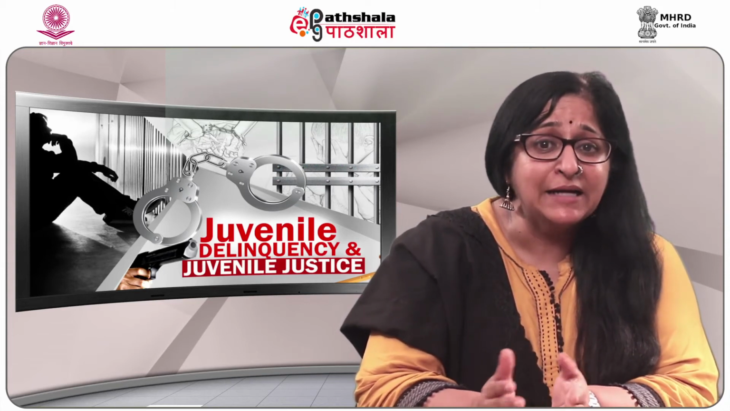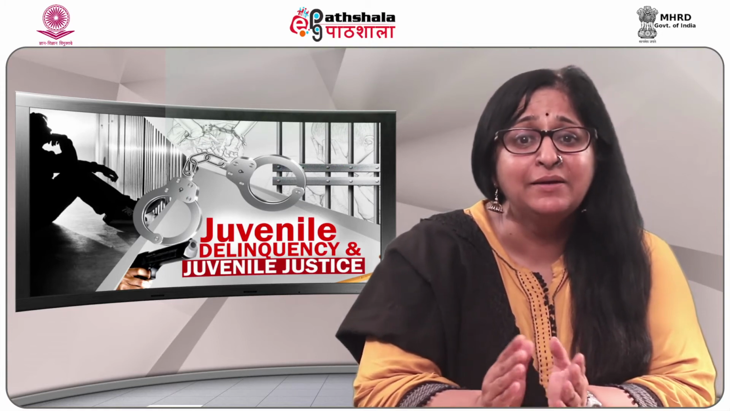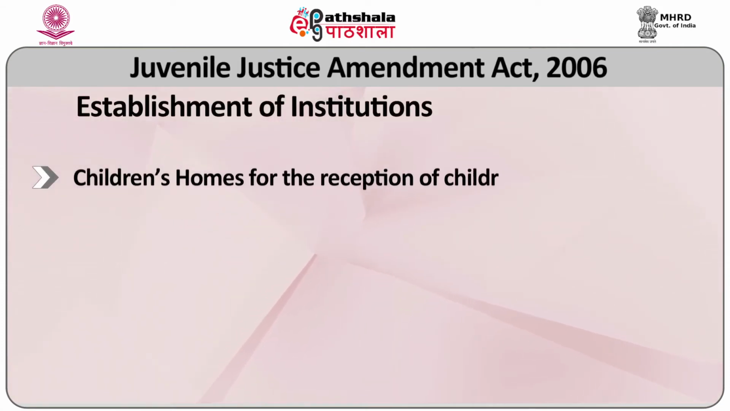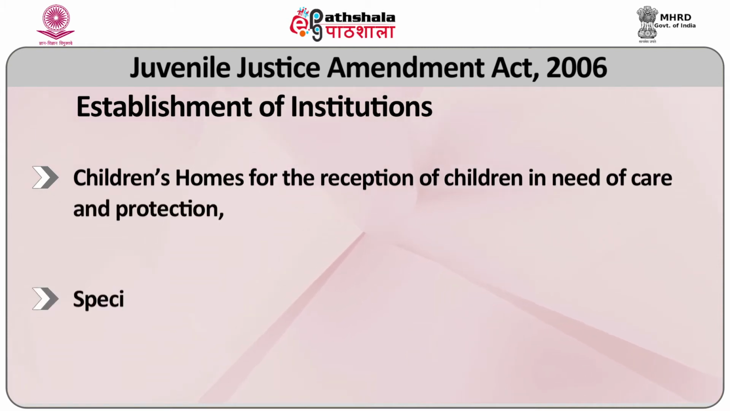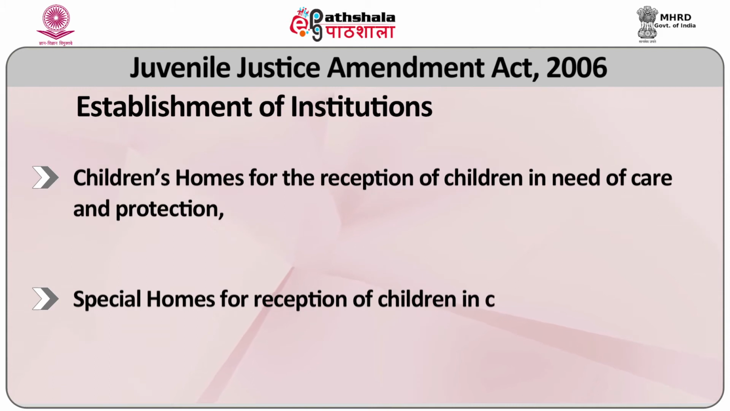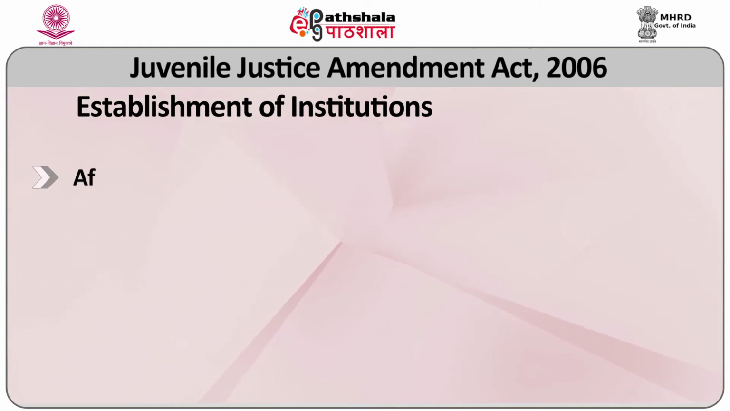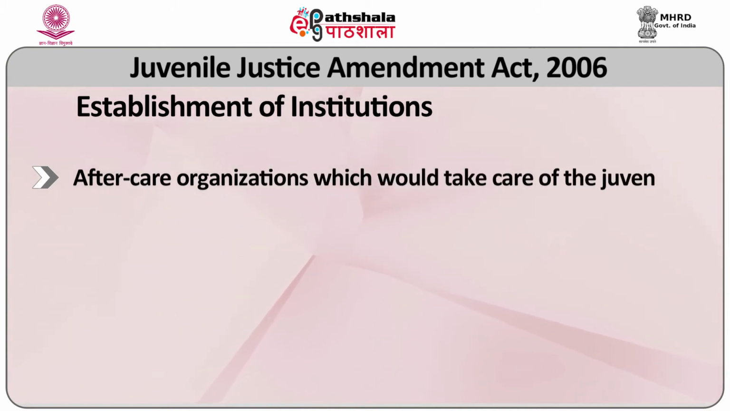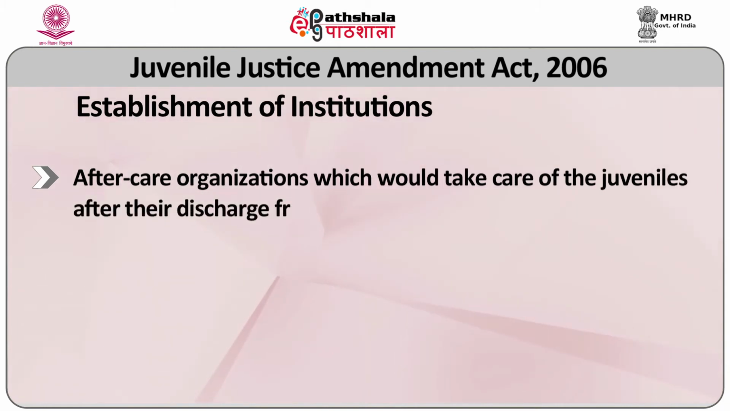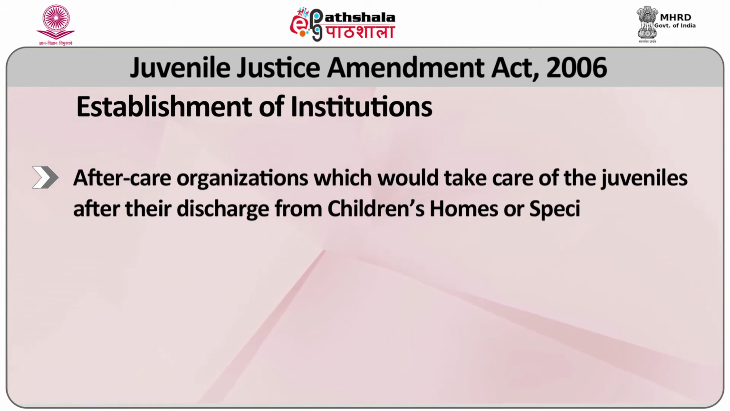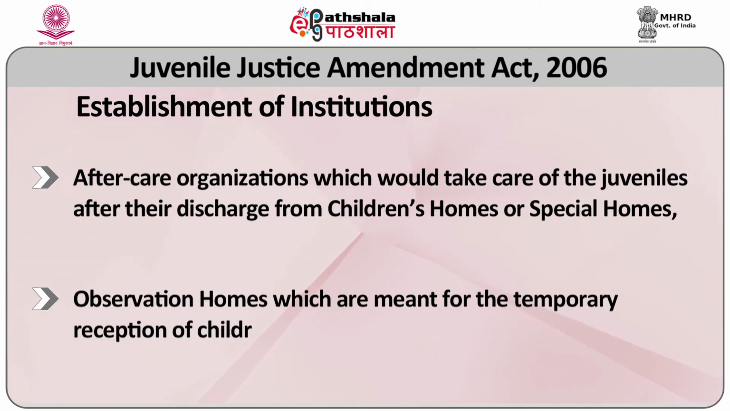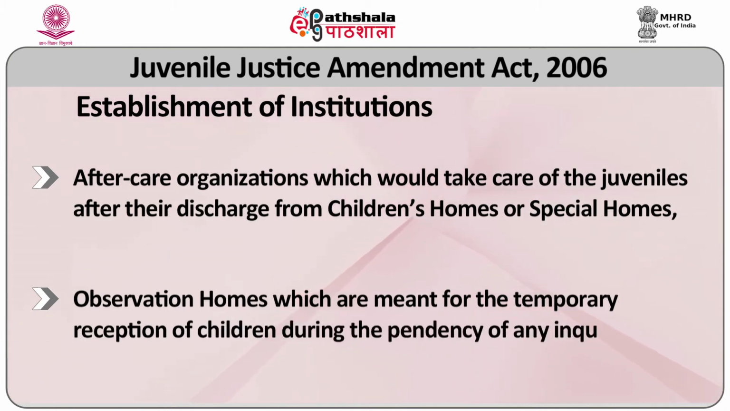The 2006 Act provides for the establishment of various kinds of institutions, such as, one, children's homes for the reception of children in need of care and protection. Two, special homes for the reception of children in conflict with the law. Thirdly, aftercare organizations which would take care of the juveniles after their discharge from the children's homes, or as the case may be, the special homes. Fourthly, observation homes which are meant for the temporary reception of children during the pendency of an inquiry.